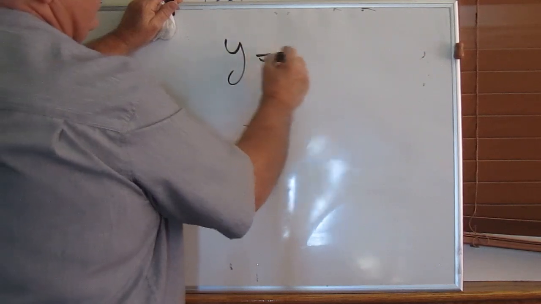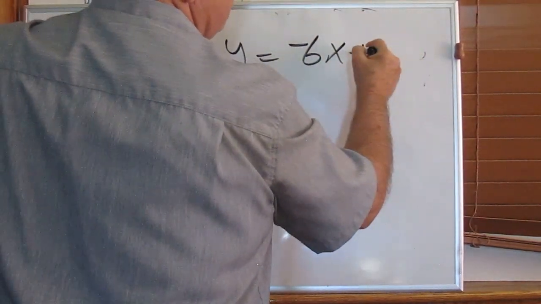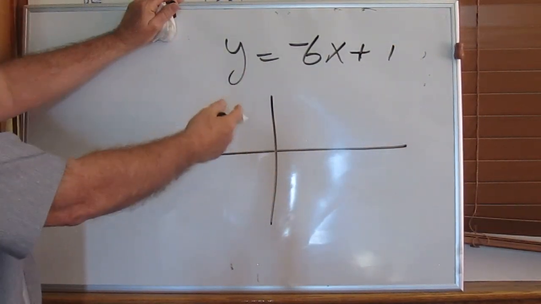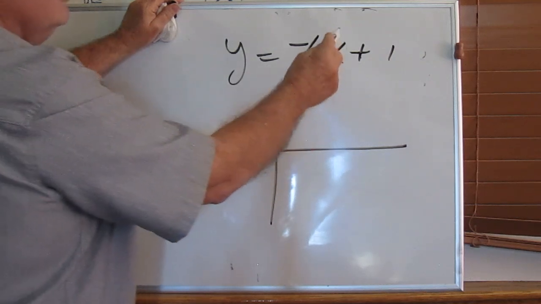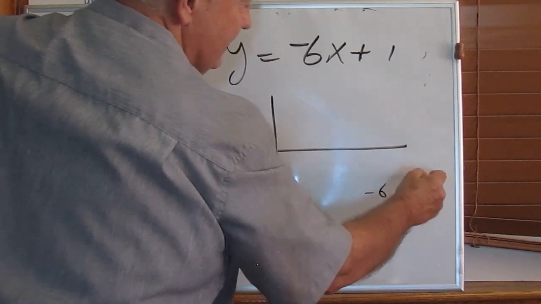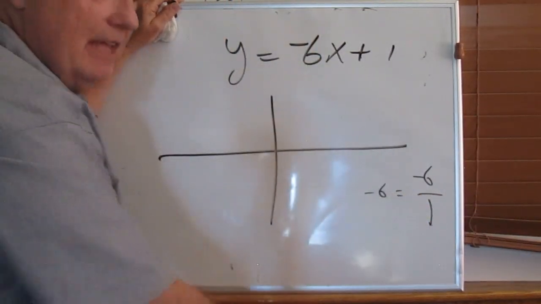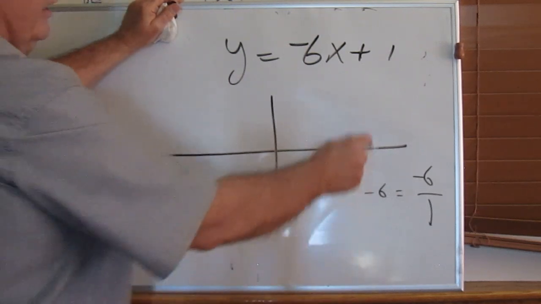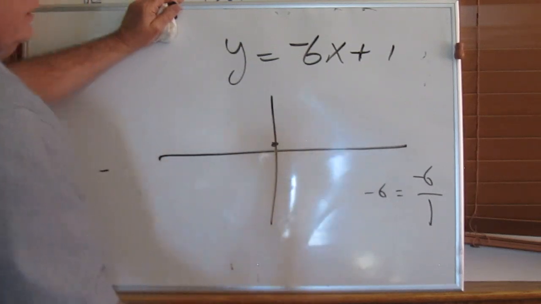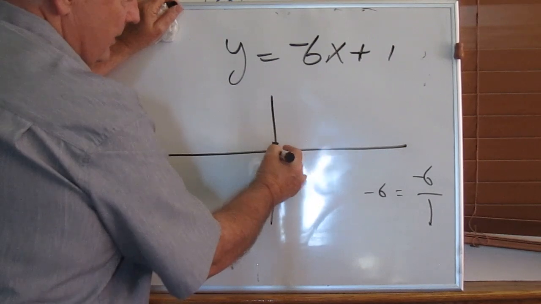Y equals negative 6x plus 1. What do we know about that? It is in the form y equals mx plus b. The slope is -6. -6 is the same as -6 over 1. So now it goes down 6 and over 1. And it crosses the y-axis at 1, right here. Let's go down 6 from where it crosses the y-axis.